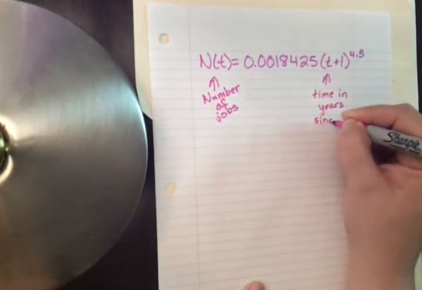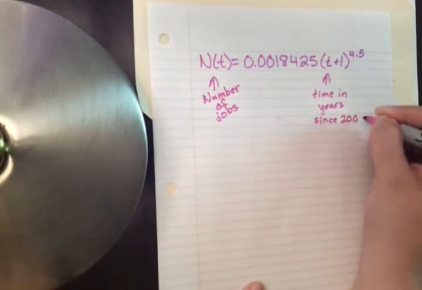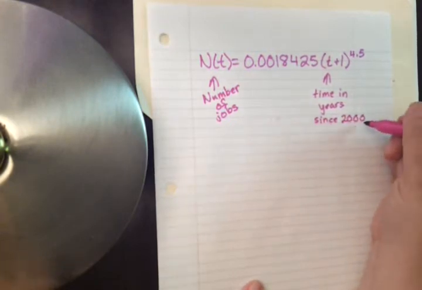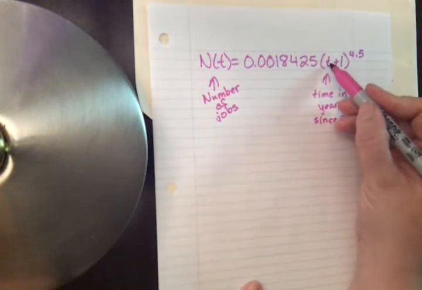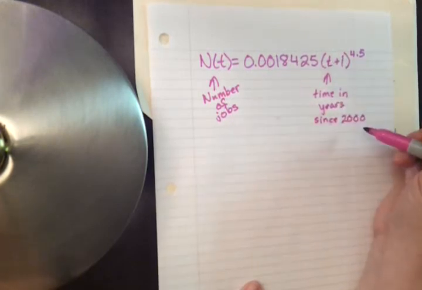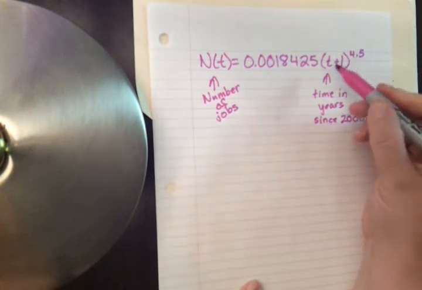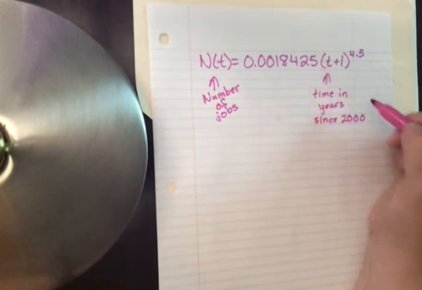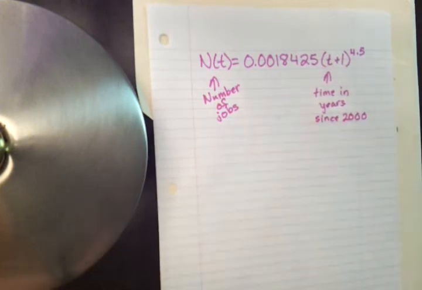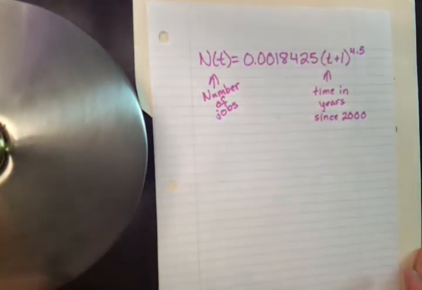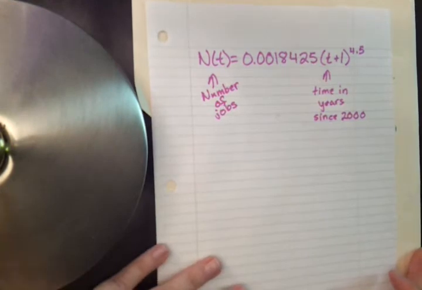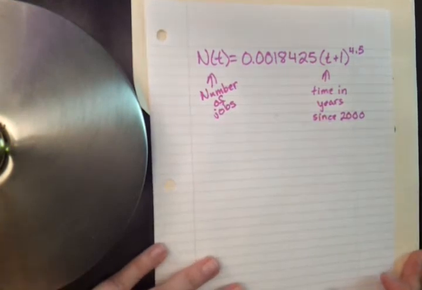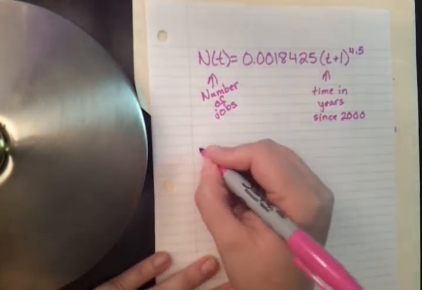since 2000. What that means is if they want information for the year 2001, well, it's been 1 year, so you'd plug a 1 in here. If they wanted information for the year 2012, you would plug in a 12 here. They're saying that t starts at 0 in the year 2000, and every year you would add 1 to it, okay? So what they want is to know two things.